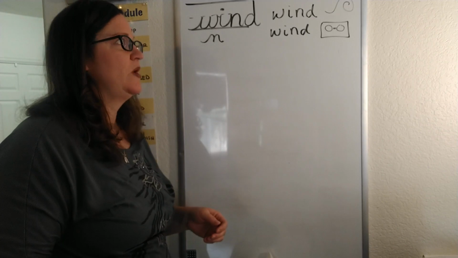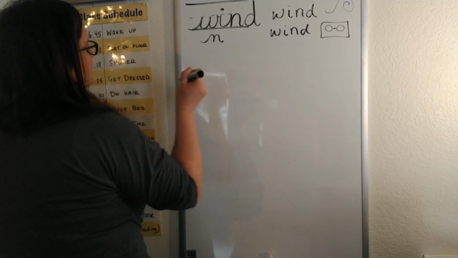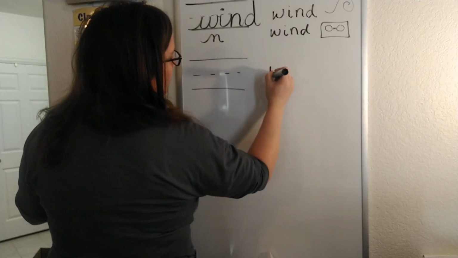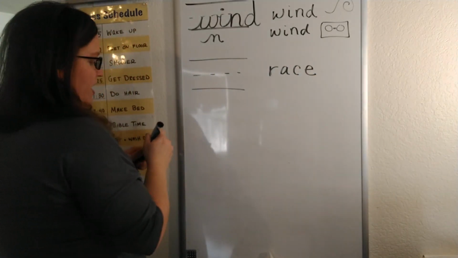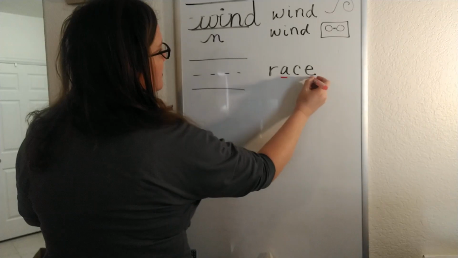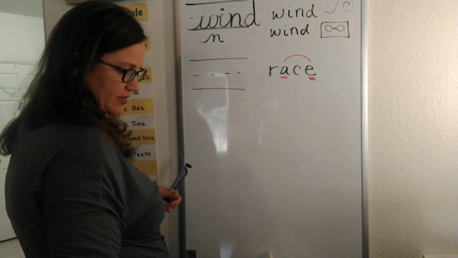Okay, so go ahead and do race. Say it as you write it. R-A-S. All right, and why do we have that silent E? Underline the A and the E 2 times and an arc between them because the vowel sound changes because of the E.